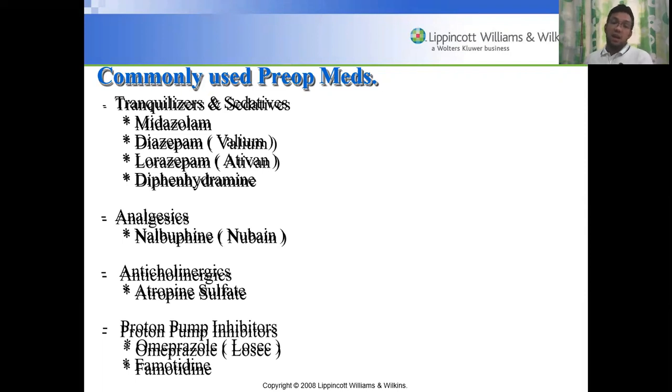And anticholinergics, atropine sulfate. This will help decrease the secretions from the patient to prevent aspiration from occurring. And to reduce secretions in the stomach, proton pump inhibitors will be given, such as omeprazole or famotidine. So those drugs will decrease stomach or gastric secretions.